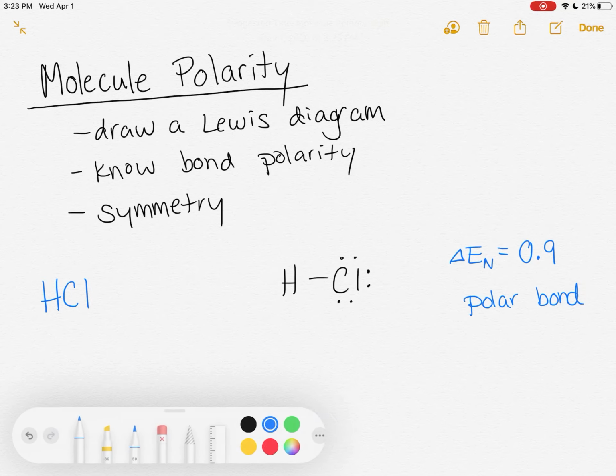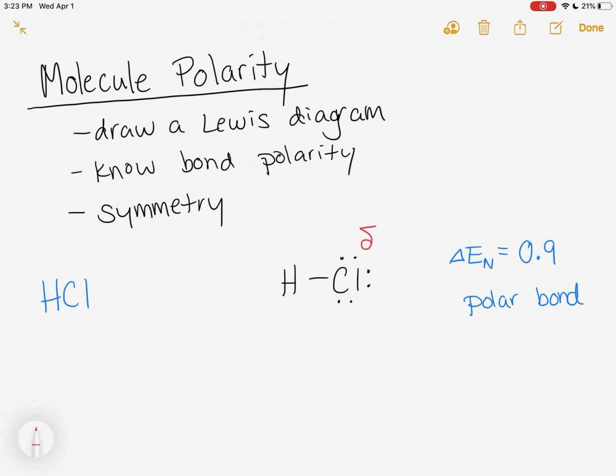So since our bond is polar, we also know that we can put our partial charges onto our Lewis diagram. So that means that our chlorine is partially negative because it has a higher electronegativity. And then our hydrogen is going to be partially positive. Okay, so we drew the Lewis diagram. Now we know the bond polarity. Now we want to figure out whether this molecule is symmetrical or not.